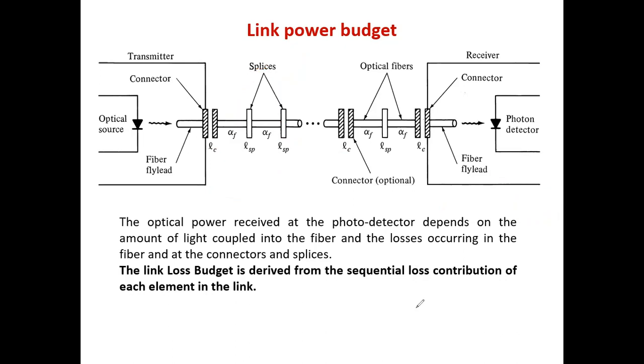The optical power received at the photodetector depends on the amount of light coupled into the fiber and the losses occurring in the fiber and at the connectors and splices. So how do I calculate the link loss budget, the link power budget? It is derived from the sequential loss contribution of each element in the link. So from PT you pick up one component: if splicing, subtract the splicing loss; if connector, subtract the connector loss at the receiver, and subtract the connector loss at the transmitter.